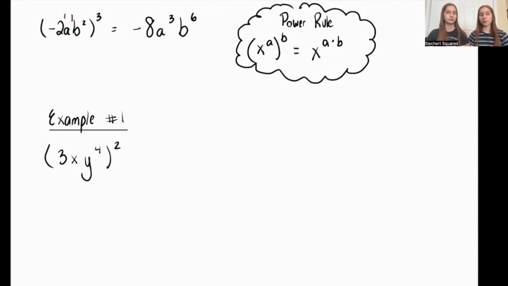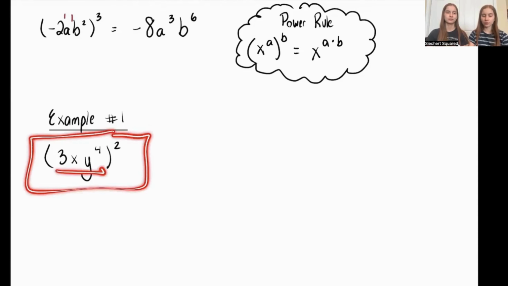Sometimes the power rule is just helpful because maybe the exponent is like 5 or 6, a bit bigger number, and you don't want to fully write it all out. Power rule helps simplify some things. So for example, let's say we have 3x, y to the 4th, all of that is being squared.